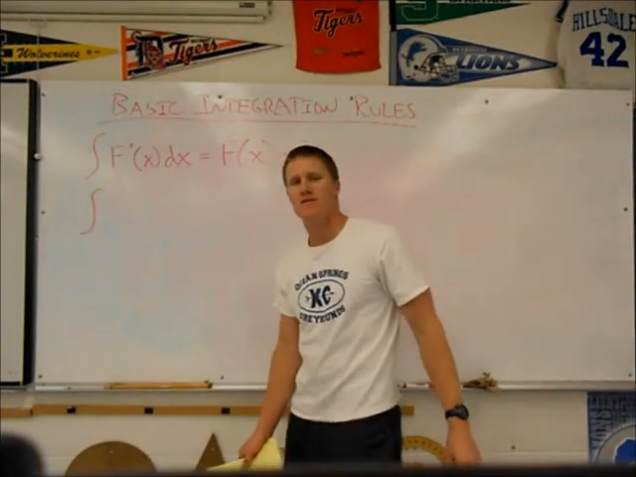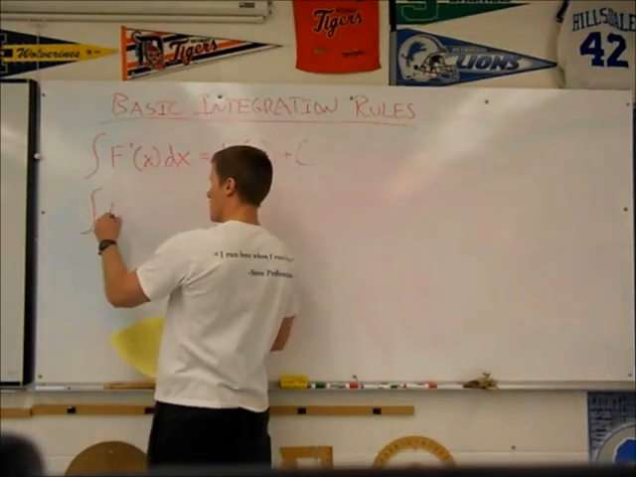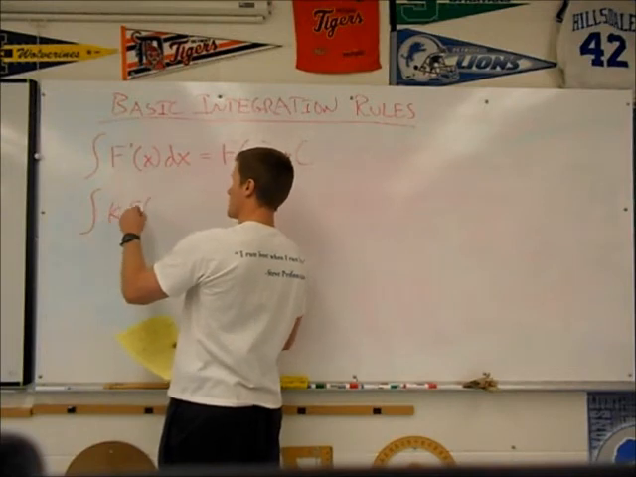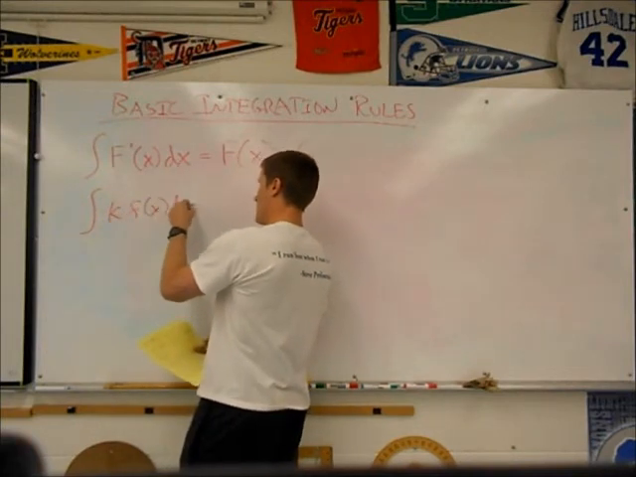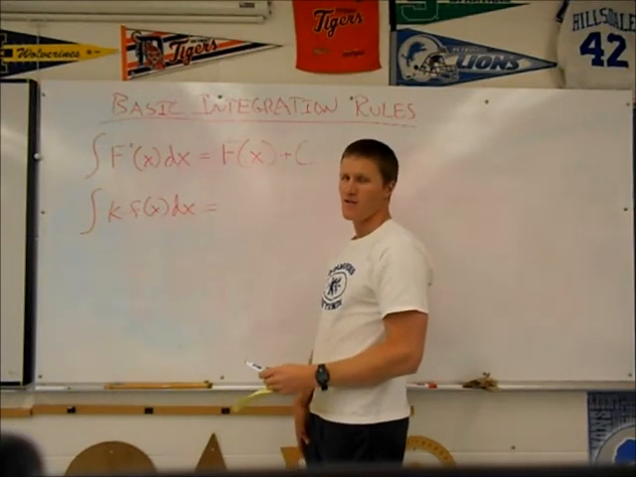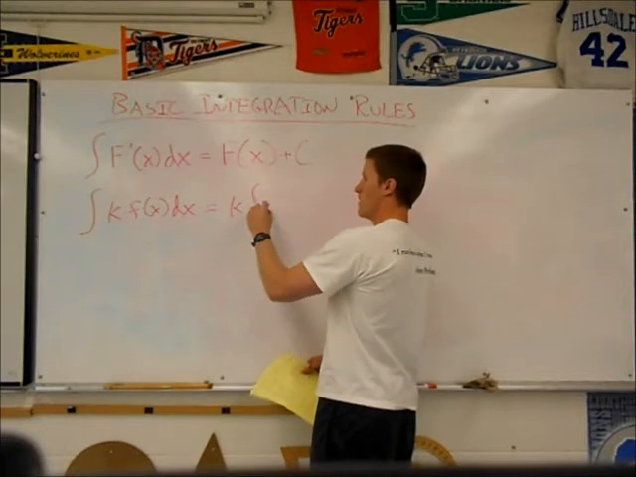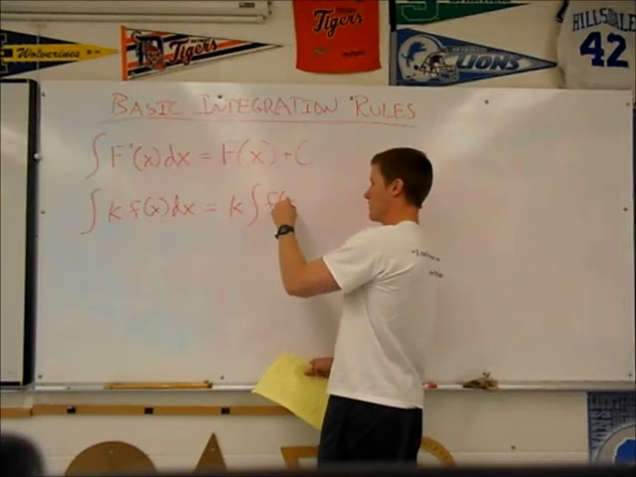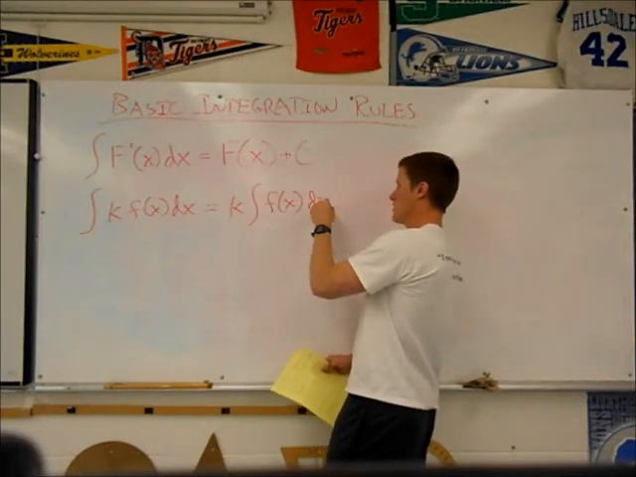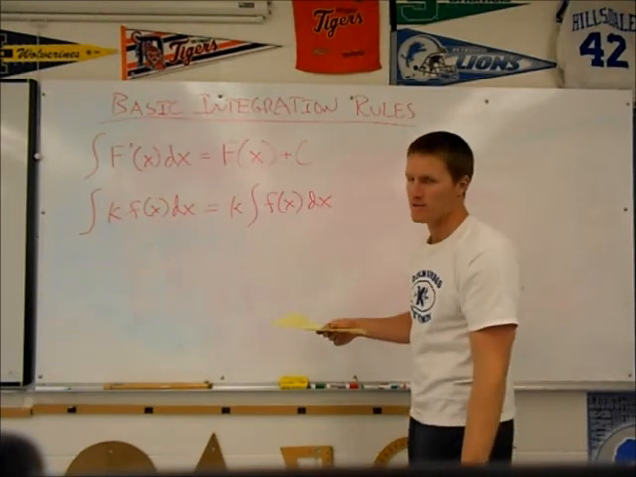Just like derivatives, we have the same rules. So say we have a constant, we'll call it k, times a function. It would be really nice if we could ignore that constant, if we'd like to, and we can. So we can pull the constant out, do the integral. So that's going to be called the constant multiple rule.